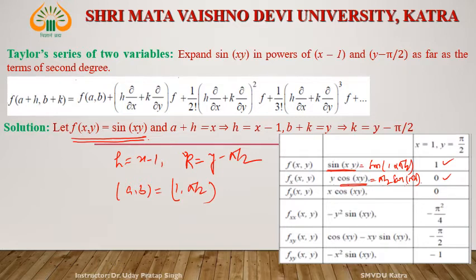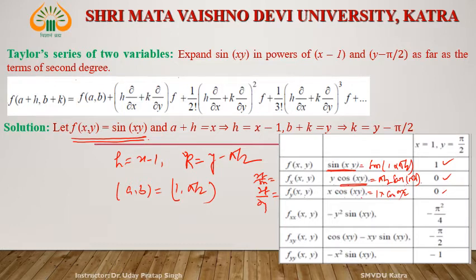Then the derivative of f with respect to y, that is dou f by dou y. What is this? It is x cos xy. Similarly, x is equal to 1, so 1 into cos of 1 into pi by 2, that is cos pi by 2. Cos pi by 2 is 0. That is why this is 0.